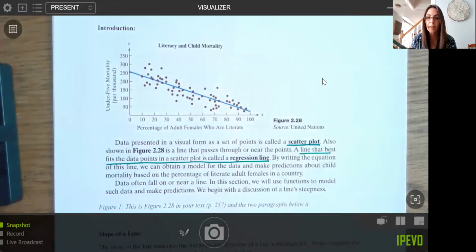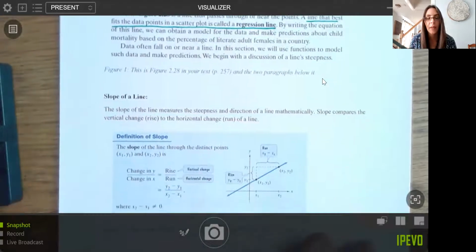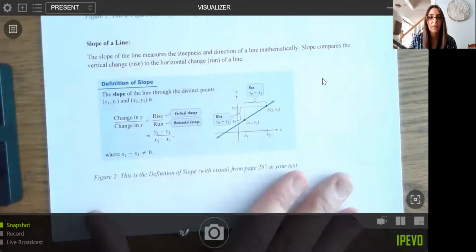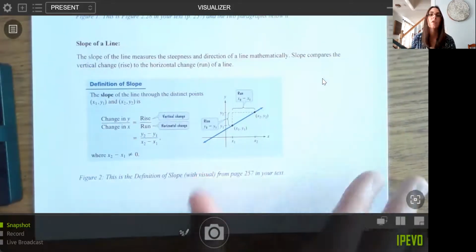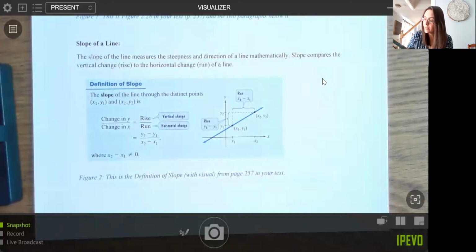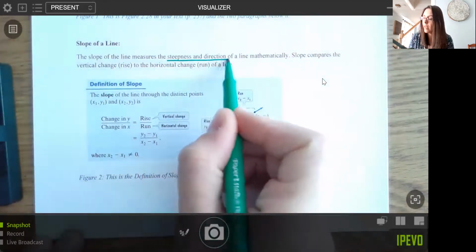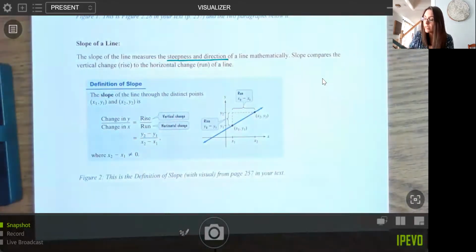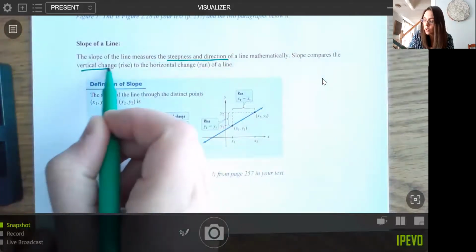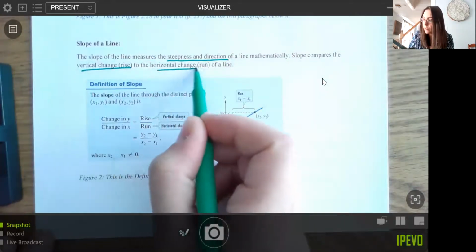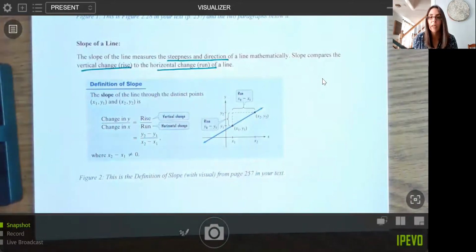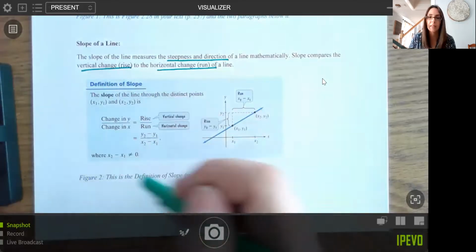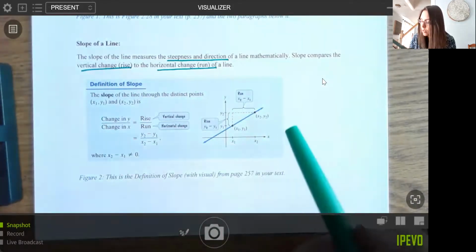Now, this is kind of the point of linear functions, again, to model that real world data, but let's go back a little bit and go through some of those basic definitions. One thing we talk about a lot with linear functions, of course, is the slope. The slope of a line measures the steepness and also the direction of the line mathematically. It looks at the ratio of vertical change, which is the rise, to horizontal change, which is the run of a line. Here's just an image from your text that I copied into the lecture notes.